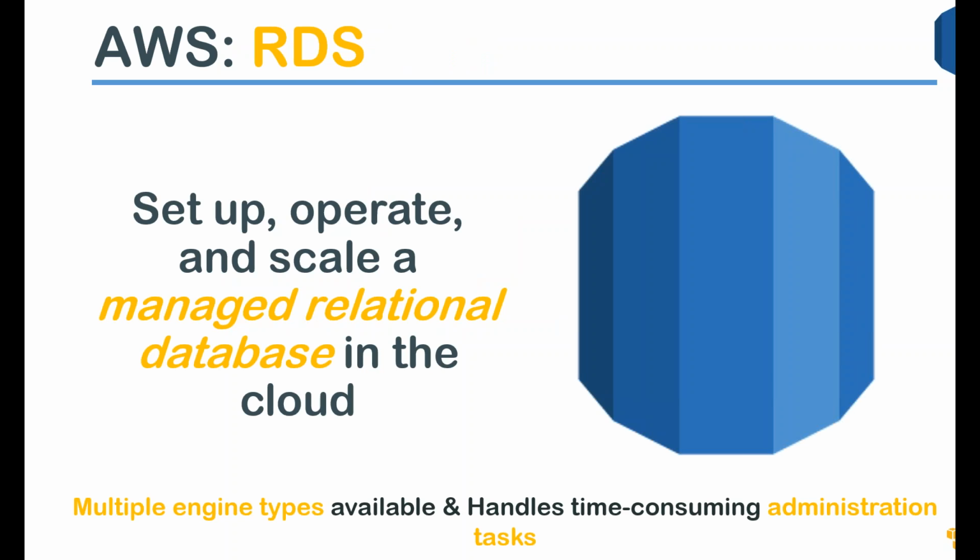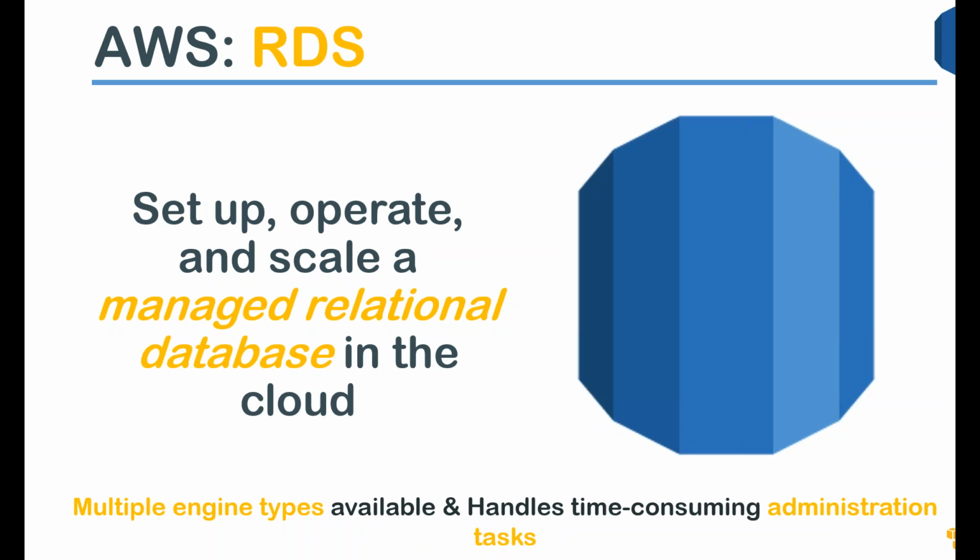RDS makes it easy to set up a database which can operate at scale, and it is a relational database that Amazon offers. There are two types of databases available in the market. One is a relational database, and another one is a non-relational database, that is NoSQL as it is usually called. RDS falls into the relational database or SQL database category.